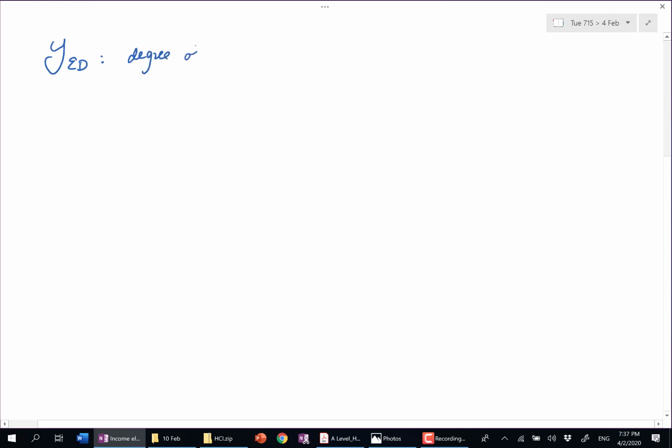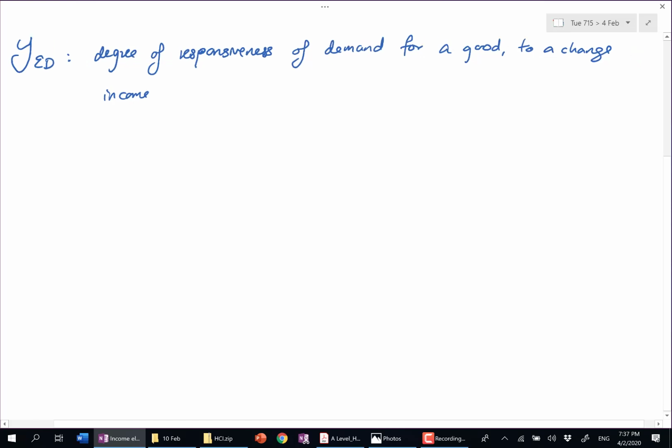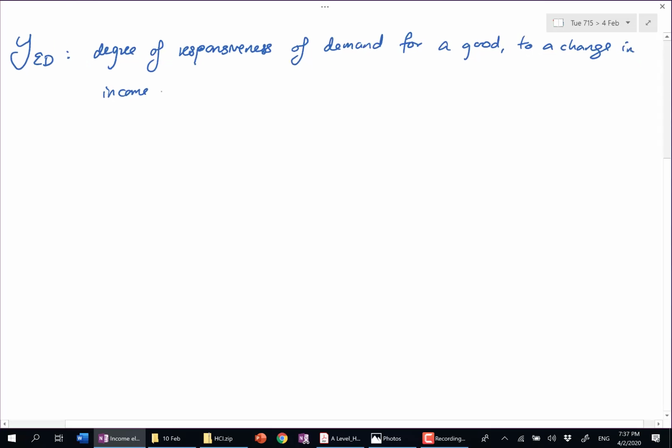Income elasticity of demand is the degree of responsiveness of demand for a good to a change in income. Basically, how much does your demand change in response to a change in income?